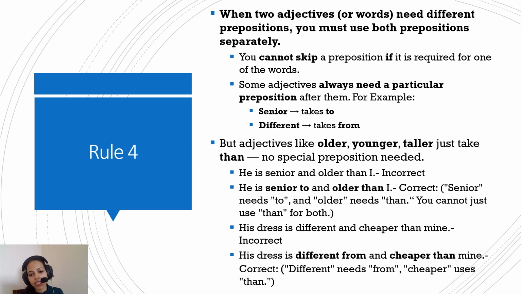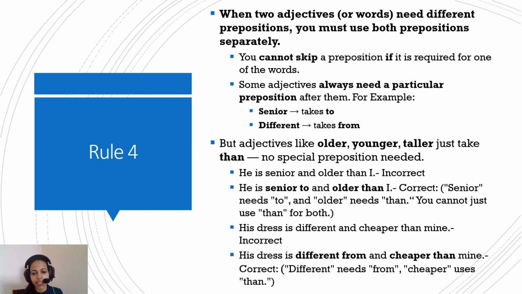So, for example, he is senior and older than I. It would be incorrect. He is senior to, because senior takes the preposition to, and older takes the preposition than. So the words senior and older should be used with their own required preposition. Just one preposition for both cannot be used. That will be incorrect. So he is senior to and older than I. That would be the correct way to go.